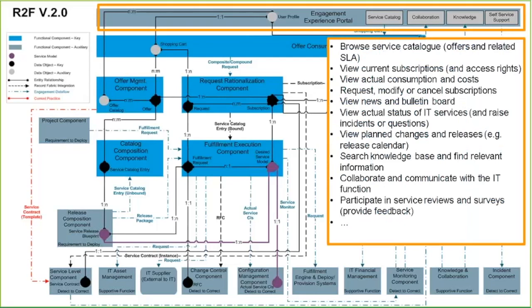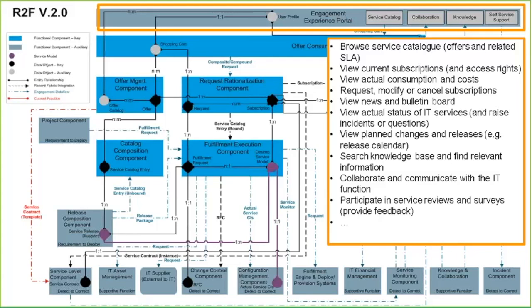A key function that is shown in this diagram is the engagement experience portal, which is basically the IT service portal. And this component is a crucial part of the request to fulfill architecture. It provides the one-stop shop for engaging with the business and IT. This portal provides a unified experience for people to request new services, view existing services, manage their subscriptions, consume knowledge, report incidents, and provide collaboration with IT.